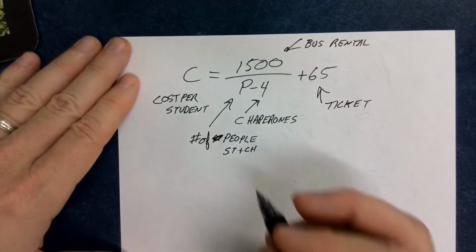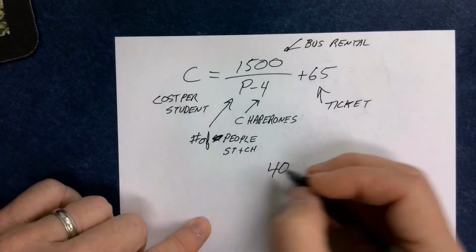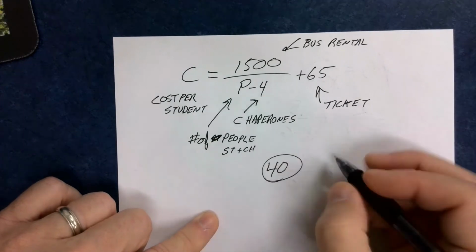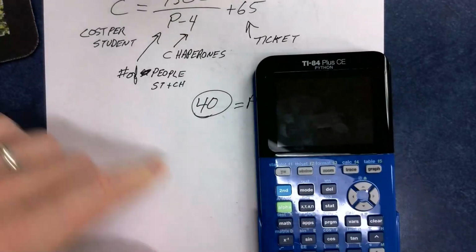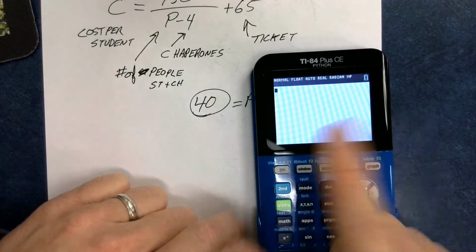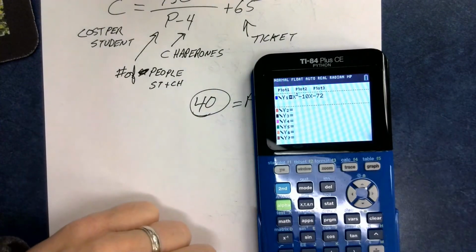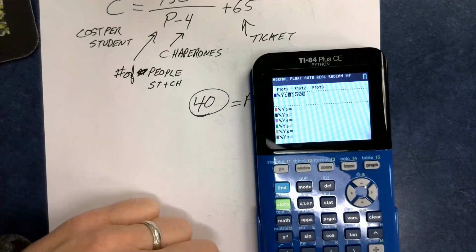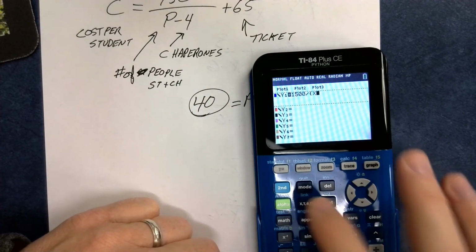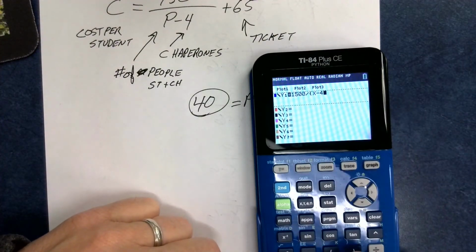So if I ask you a question like, how much would it cost if 40 people went on the bus? That 40 is the P, and I'd have to plug it into my equation. So go to your calculator with me, and we're going to do a couple of things in here. I could go to my y equals and graph this whole thing. So 1500 divided by parentheses x, because it doesn't understand a P in here, you have to use x, minus 4, close parentheses, plus 65. Okay?